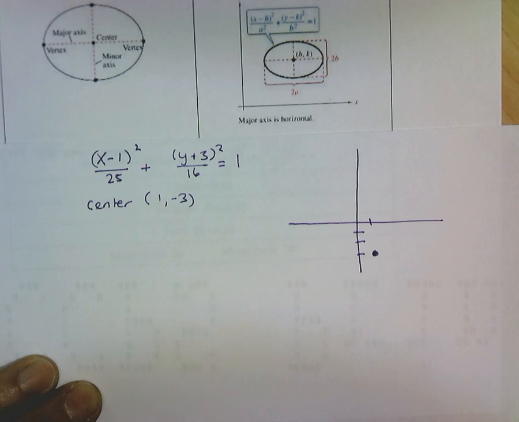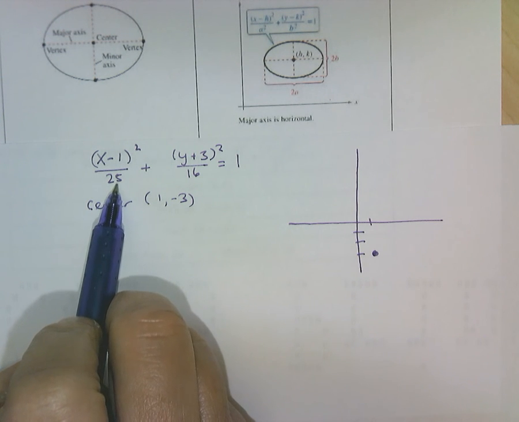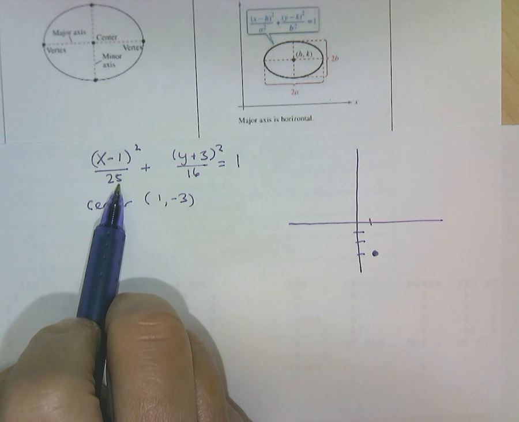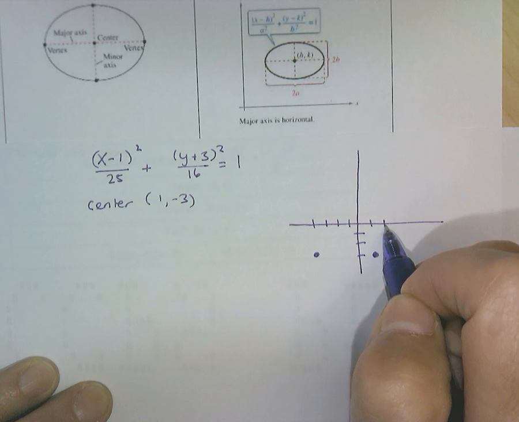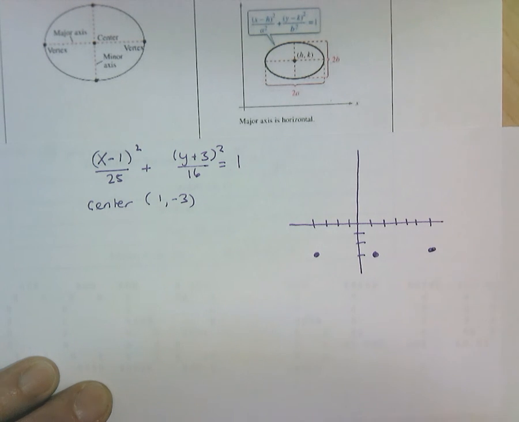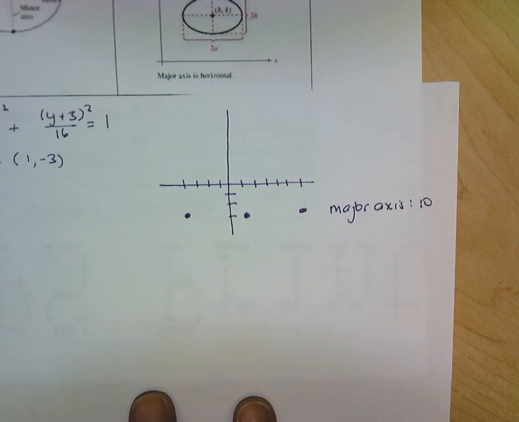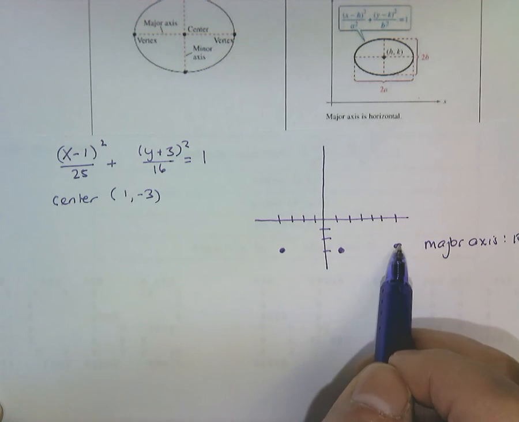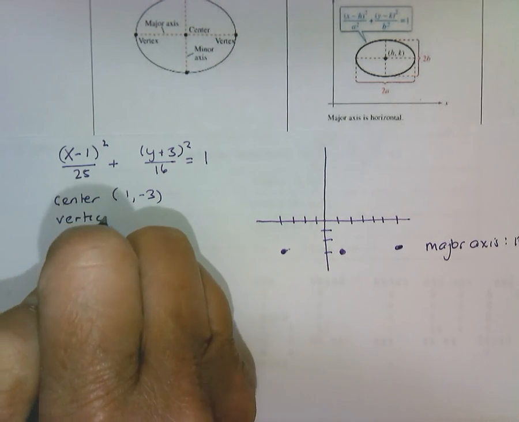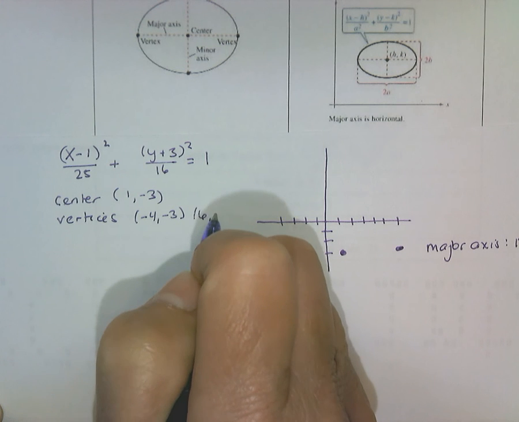Then I'm going to use these values of a and b. This distance, this is a squared, is 25. So that means a is equal to 5. So that means I want to go to the left 5, and I want to go to the right 5. There's my major axis. And that's 10 units. My vertices are these points that I have here and here. I could use the formulas, but I'm just going to look at my graph and get the points. My vertices are the points negative 4, negative 3, and 6, negative 3.